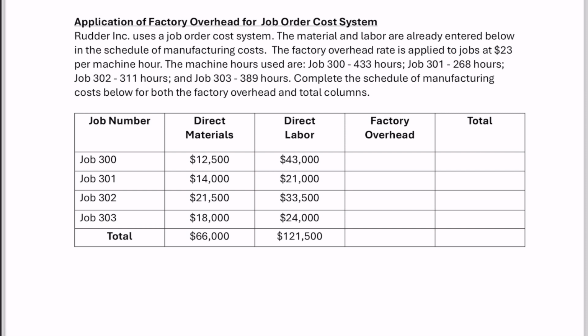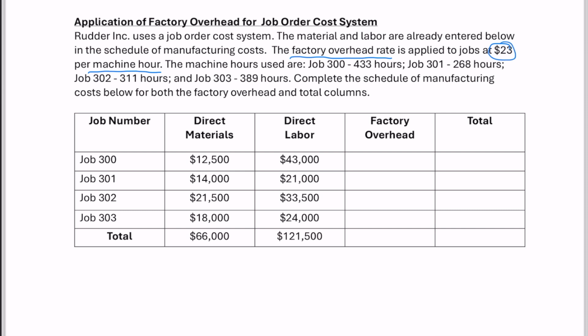In today's video, we're going to look at how we apply factory overhead to a job order cost system. There's multiple ways that we can do this. How we're going to be applying factory overhead today, we are going to be using machine hours. This would happen for any business who is very machinery intensive. In the case that we're working on today, they apply their factory overhead rate at $23 per machine hour.